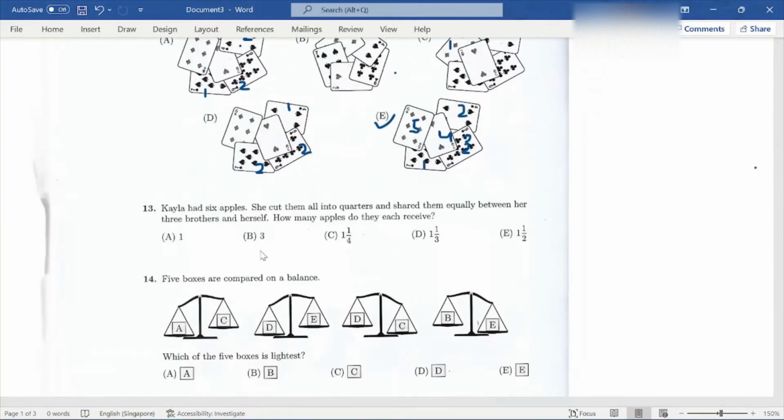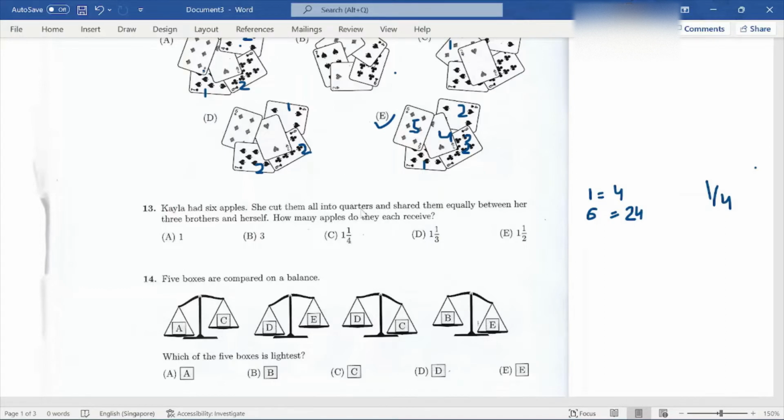Next question. Kyla had 6 apples. She cut them all into quarters and shared them equally between her 3 brothers and herself. How many apples do they each receive? So we know that there are 6 apples, cut into quarters. 1 apple will be cut into 4 quarters. If there are 6 apples, then it would be 24, right? Then remember that a quarter is called 1/4, right?